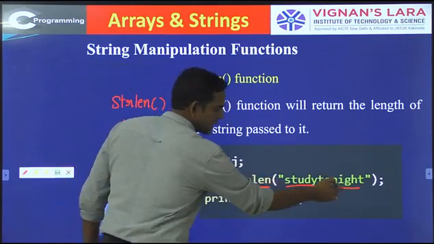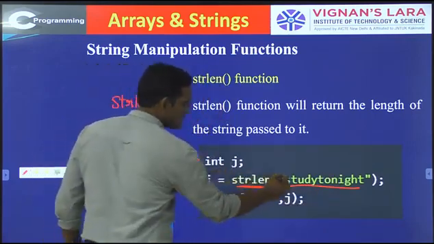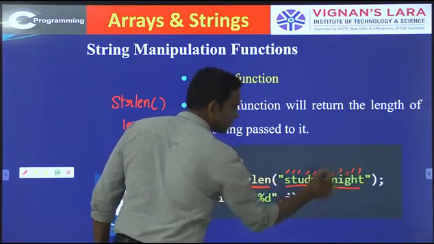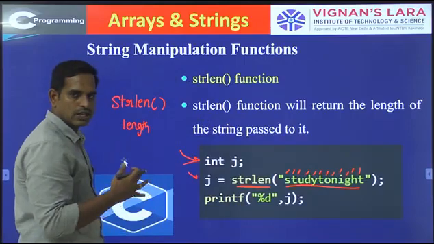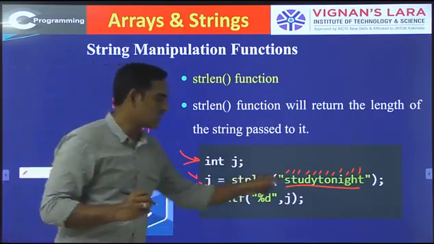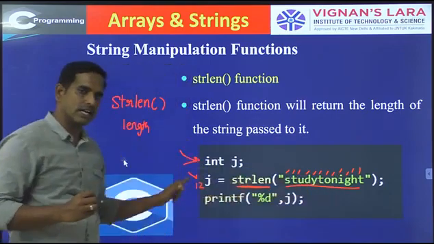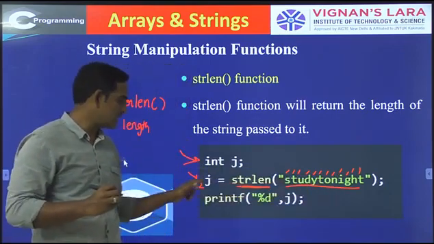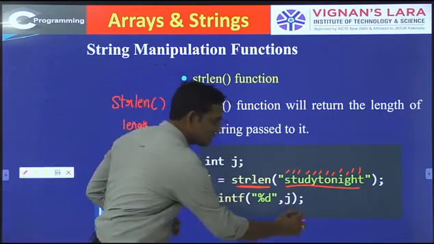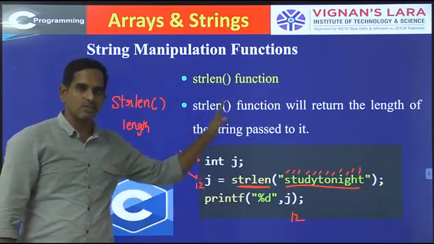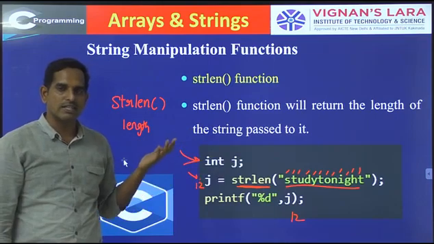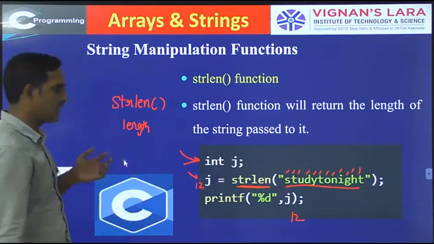Okay, it will return the number of characters present in the string, that is 1, 2, 3, 4, 5, 6, 7, 8, 9, 10, 11, 12. It will exclude the null character and it will return 12 to j. It can be stored in any variable, and you can print that variable and it will print 12. So basically your string length function will return the number of characters present in the string, excluding the null character.